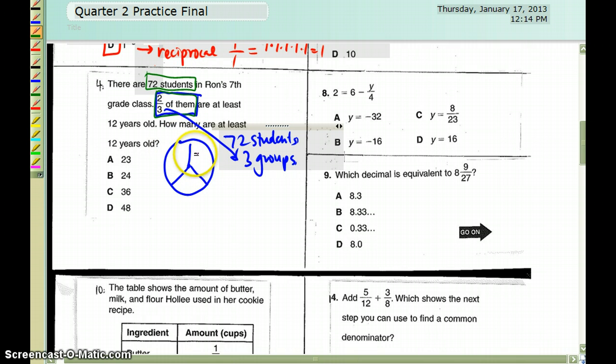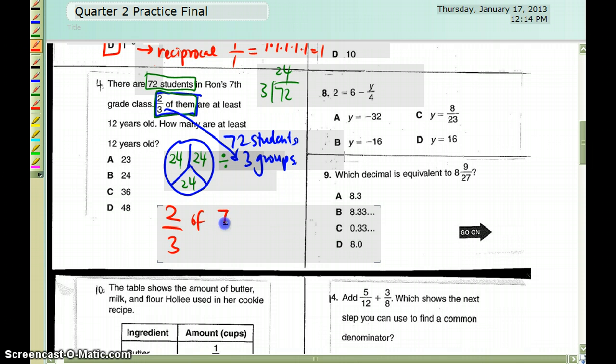And in each group, I would have 24 students each because I divided. 72 divided by 3 is going to give me 24. And that might give you a clearer picture of what the 2/3 means. Remember, it means a fraction of an amount, a total. So the fraction of the total is the fraction of 72 students. So here actually my keyword of means multiply, which is why I would multiply 2/3 times 72.